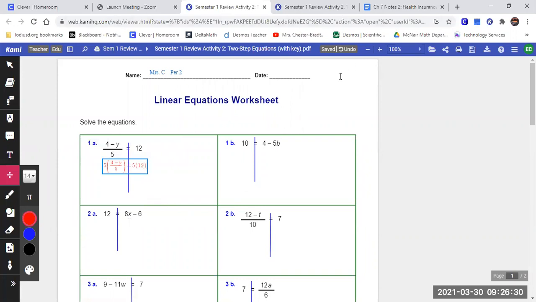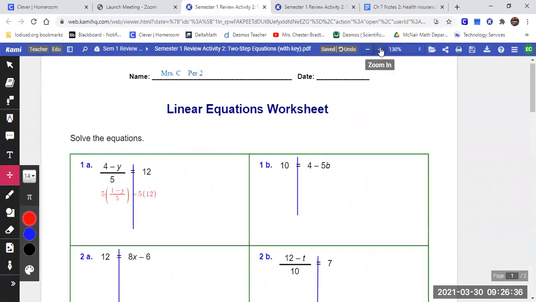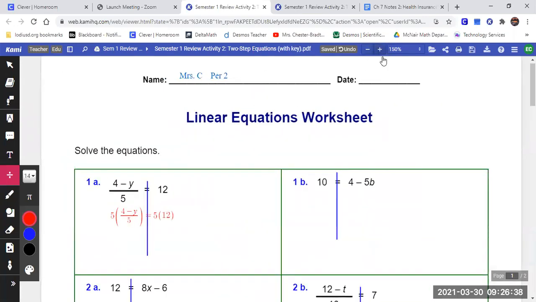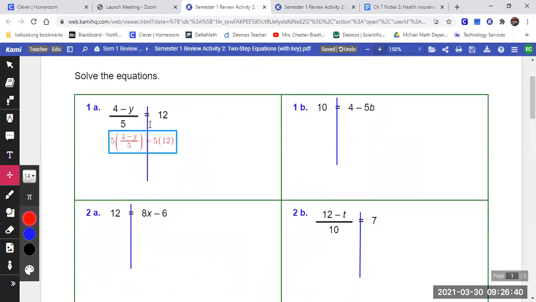Okay. So whenever we have a fraction that we're dealing with, let's do that first. That makes it a little better, right? We have to undo that fraction. Because my variable's on the top of a fraction, I have to undo that fraction first. So we're going to go do the math.